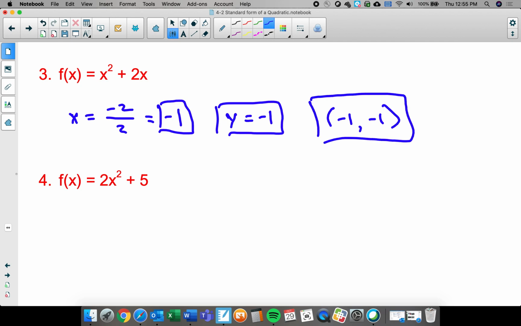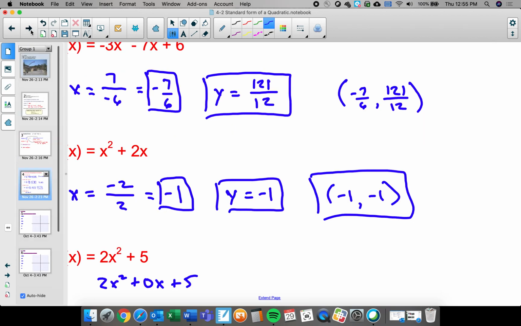Okay? So just to give you a heads up on that one, the only thing I want to mention about number 4 is notice you have an x squared and you have a plus 5. Therefore, what you have to recognize is this is really the same thing as 2x squared plus 0x plus 5. Therefore, your b value is actually 0 as you're trying to find your vertex. Okay? So just kind of a quick heads up on that one.